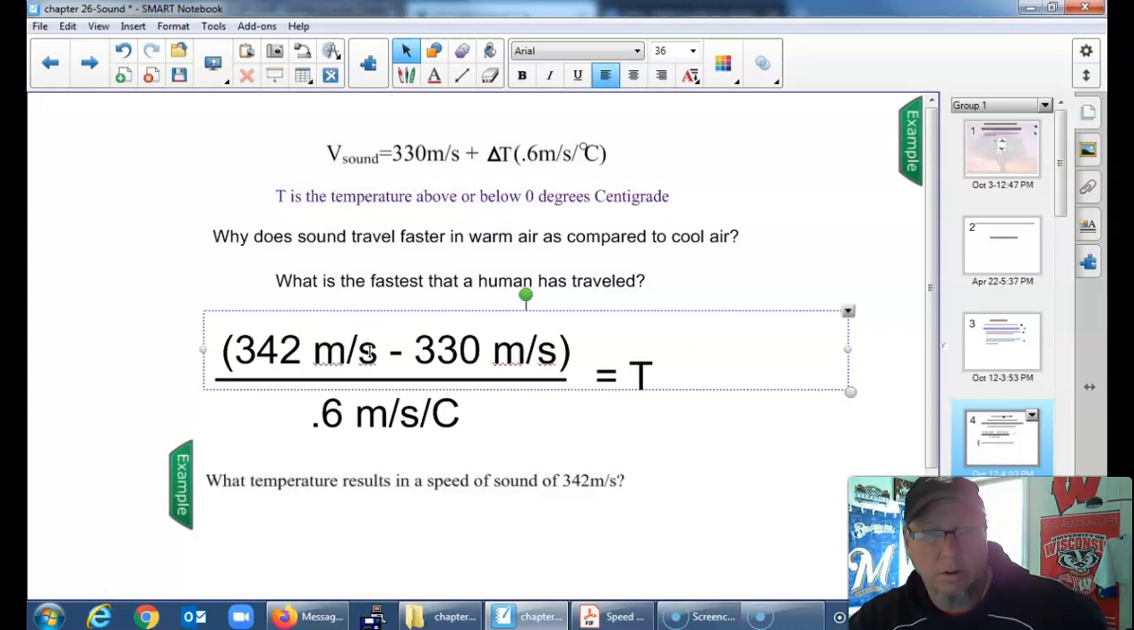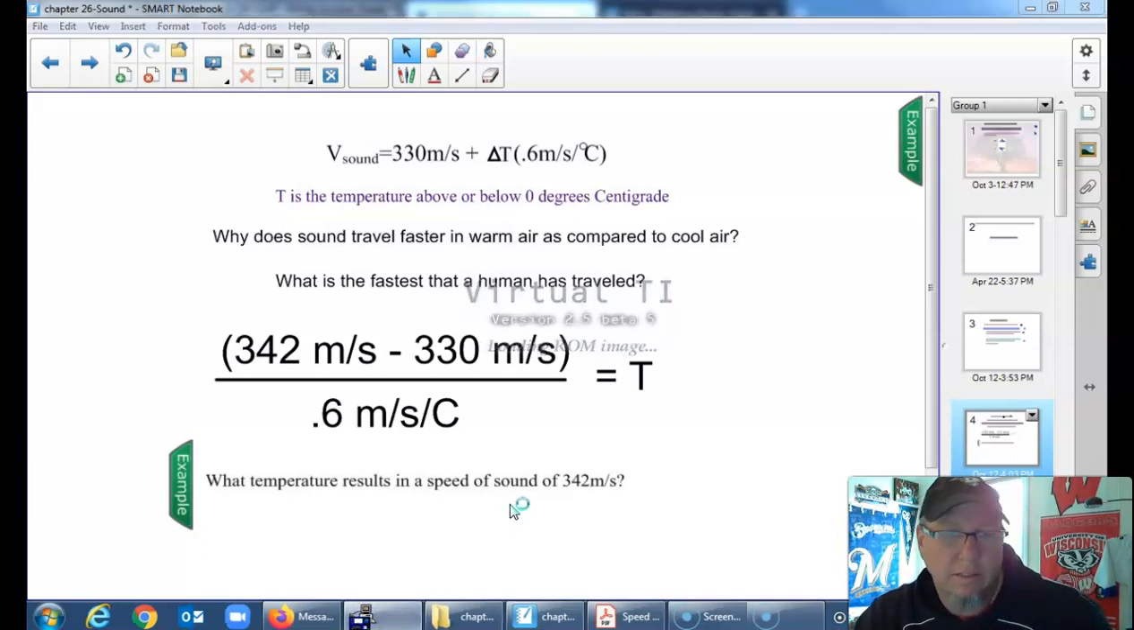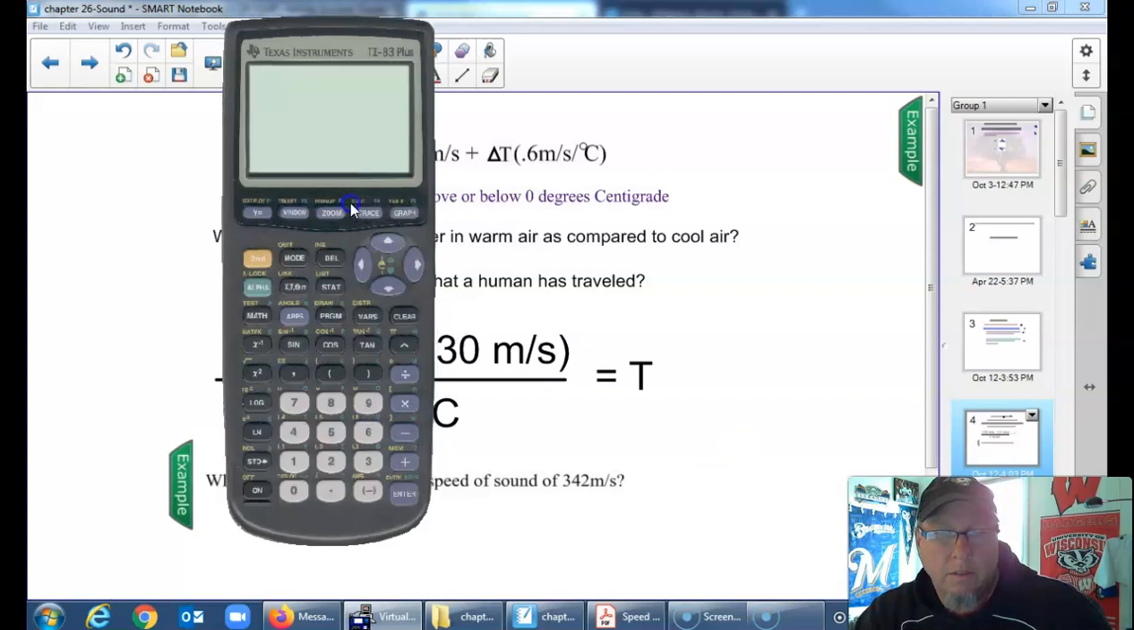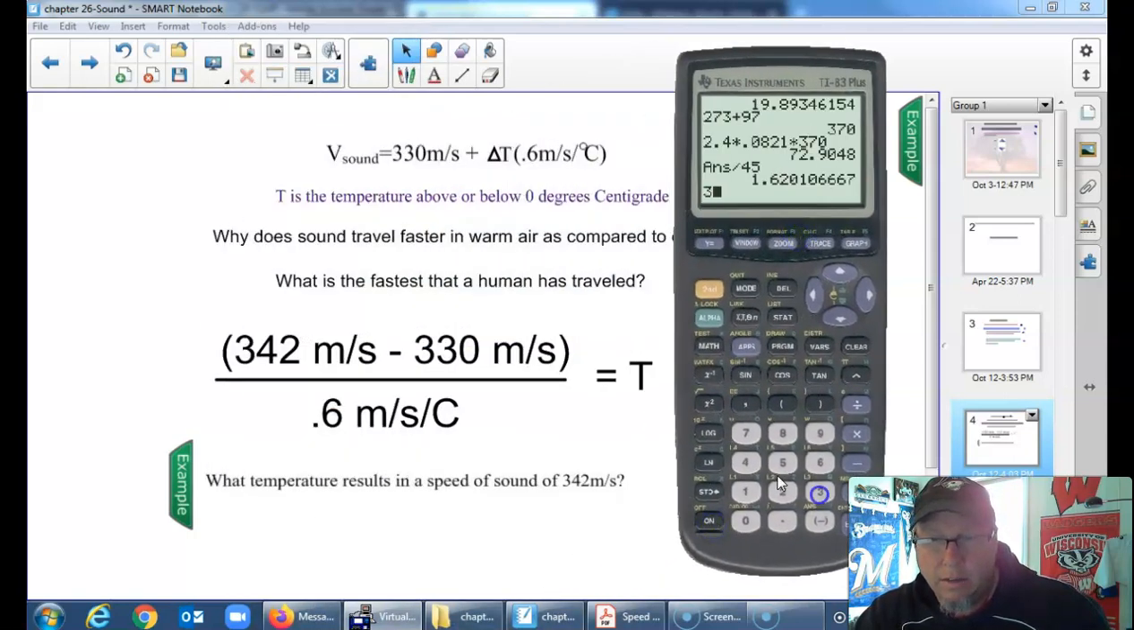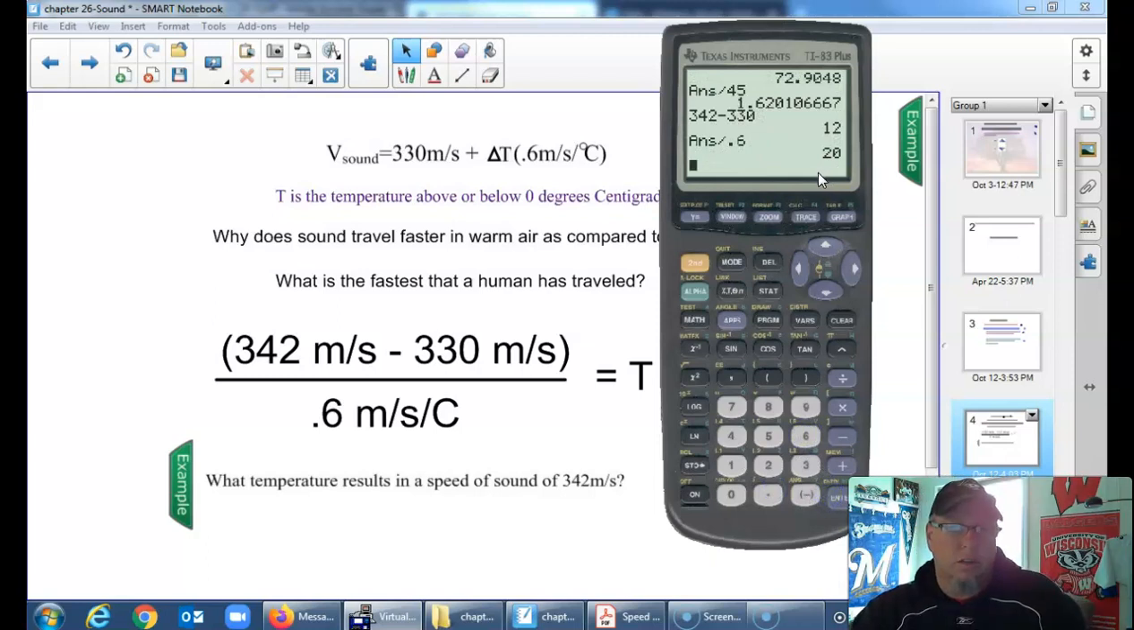Don't forget your units, because units are important. So if I take 342 and minus 330 and then divide by 0.6, it's going to tell me the temperature. So I actually think these problems are a little bit easier mathematically to solve. Let's go ahead and do this one just so you see what the right answer would be. So I got my handy dandy calculator here. I'm going to take 342 and subtract from that 330, hit enter, and then divide by 0.6. And the answer there would be 20 degrees. So the temperature would be 20 degrees Celsius in this particular problem.